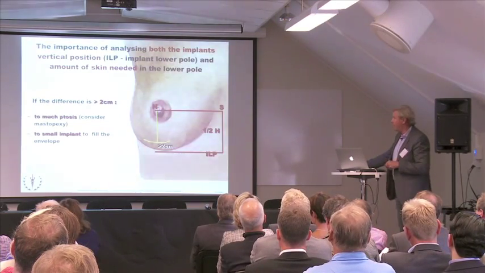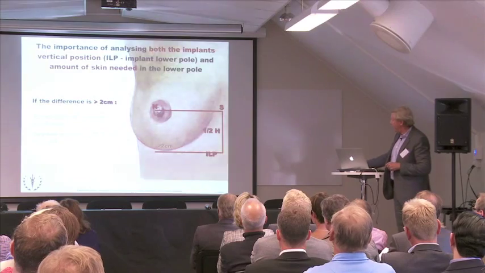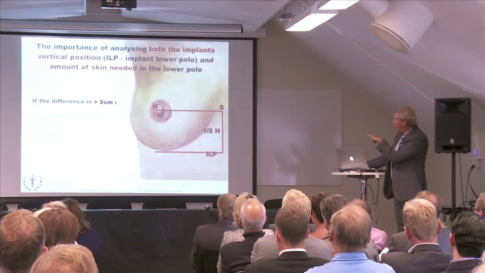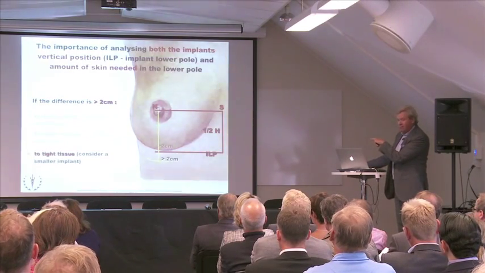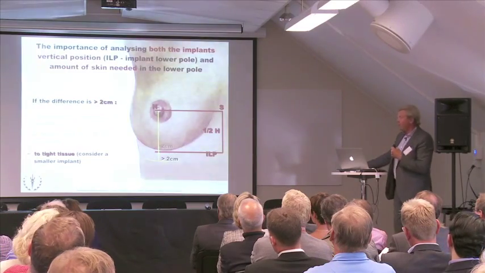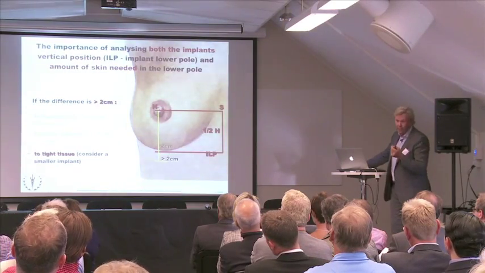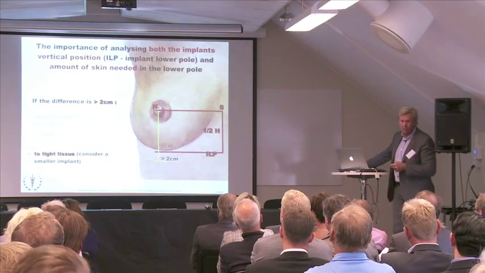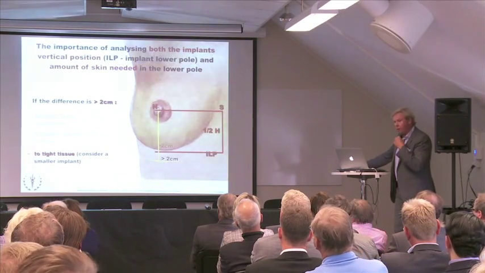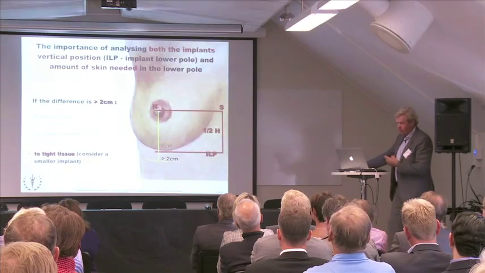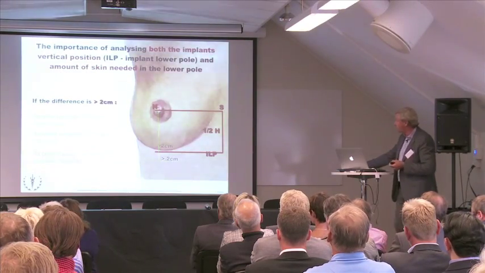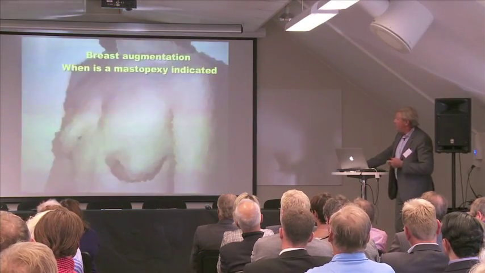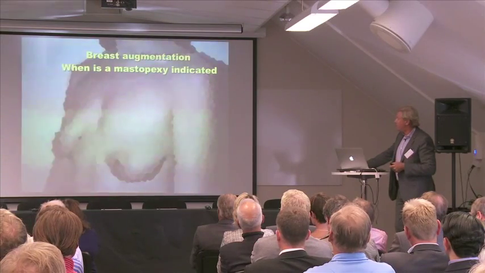Or reversely, if that line doesn't come above your ILP line, it comes distal, well then your tissue is too tight, the implant is too big for the envelope. That's why these two questions are so important to answer, both in primary breast augmentation, but also when you have patients with pseudoptotic situations. So when is the mastopexy indicated?